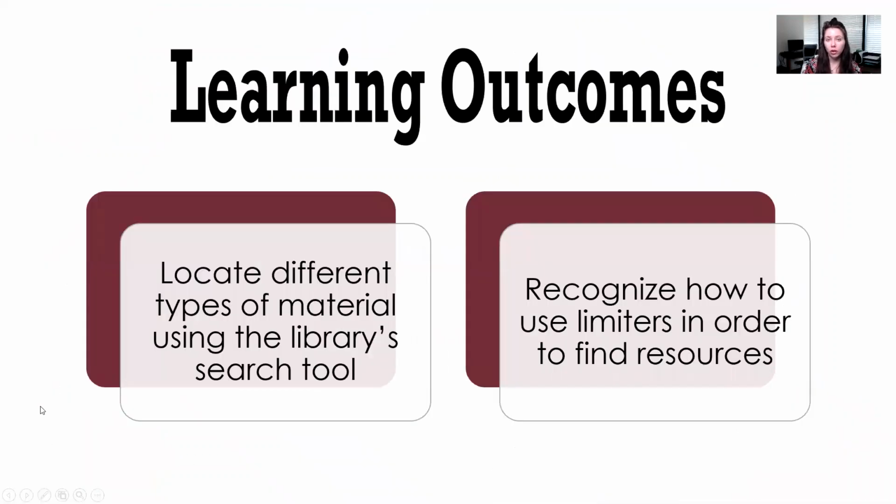So we have two different learning outcomes for this library instruction class. By the end of class, you'll be able to locate different types of material using the library search tool, as well as recognize how to use limiters in order to find resources.